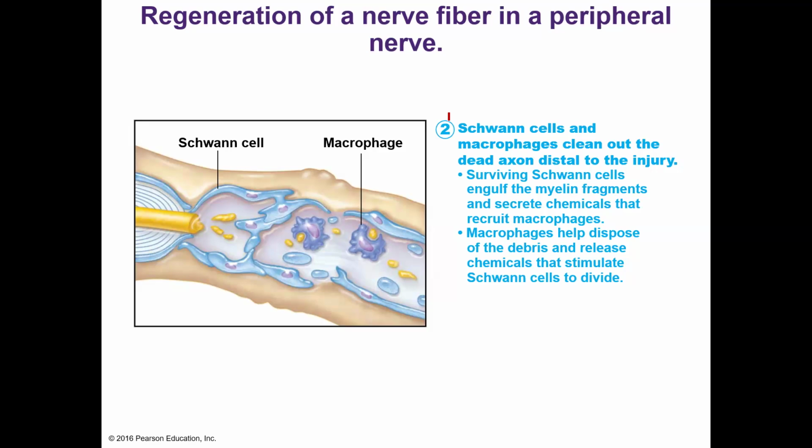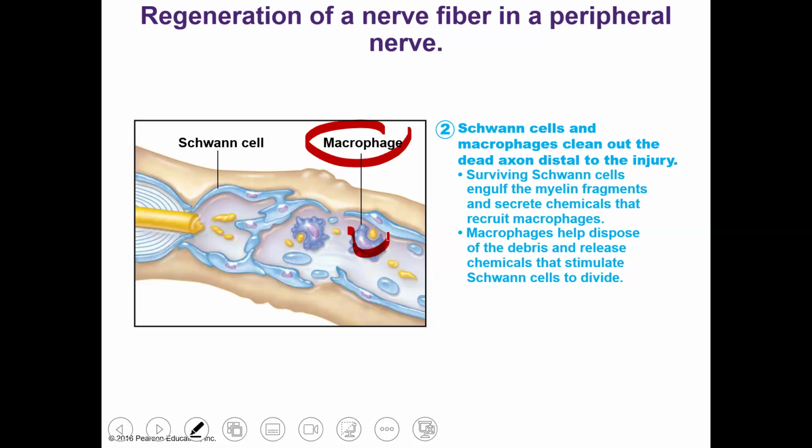Okay. Proximal is in proximity to. Okay, so closer in. So surviving Schwann cells engulf the myelin fragments and secrete chemicals that recruit macrophages. Macrophages are big eaters. These guys right here, these little Pac-Mans, are going to chew up that axon debris, or quote unquote garbage, right? That was left behind from the damage.